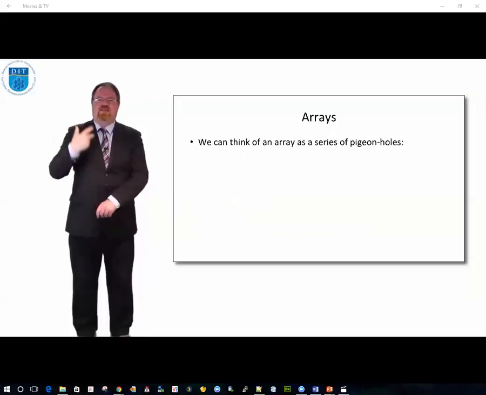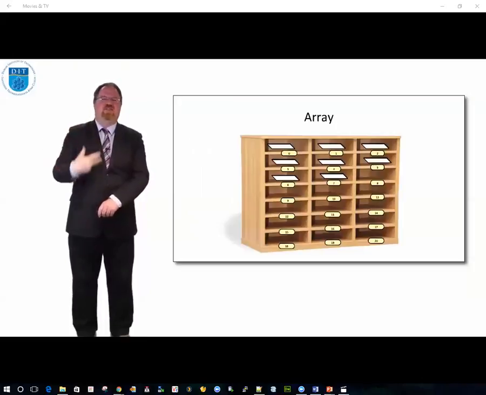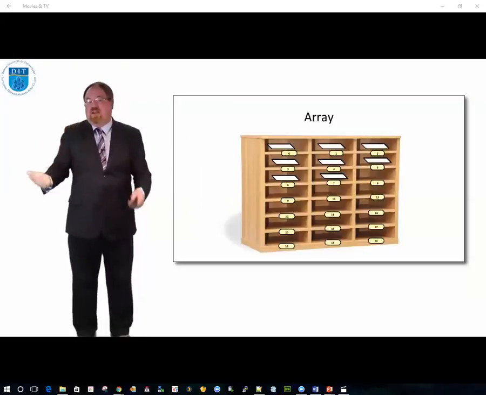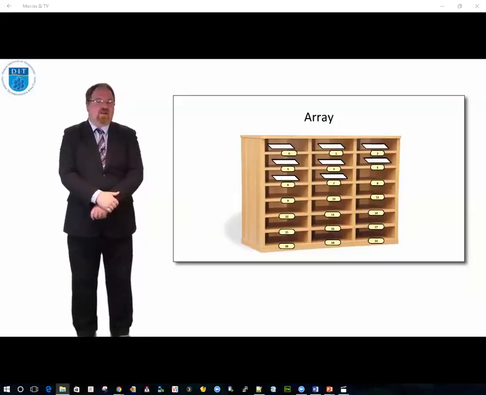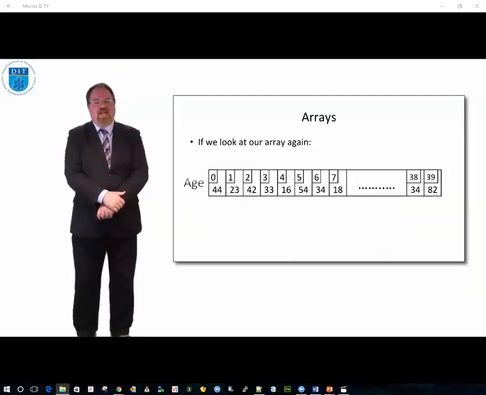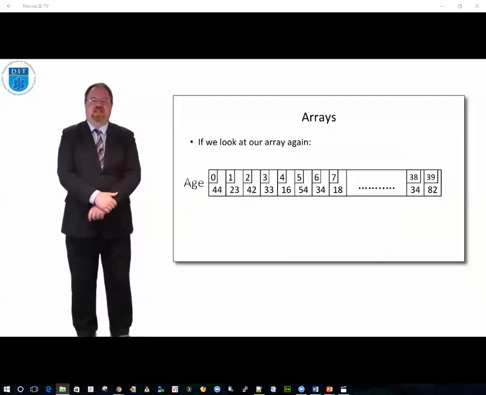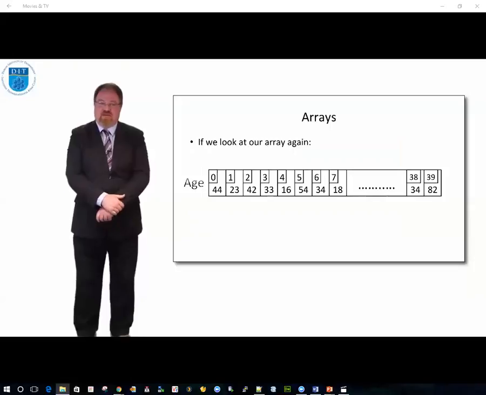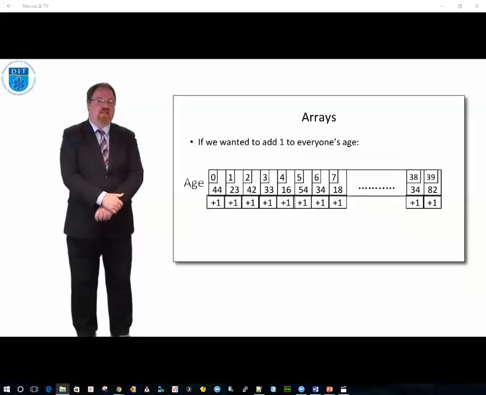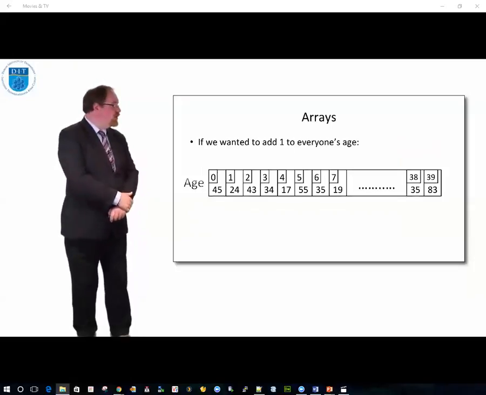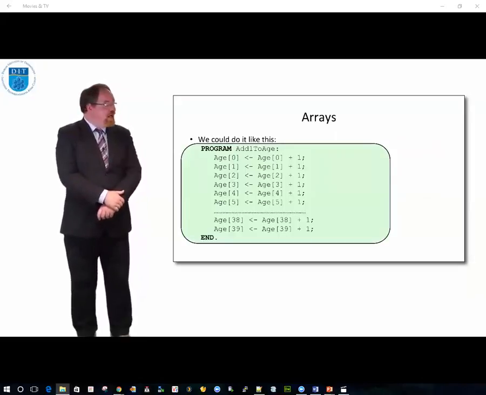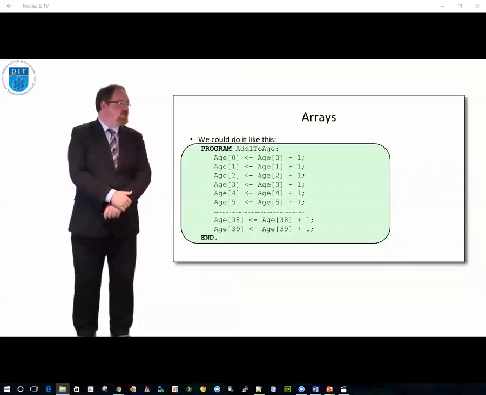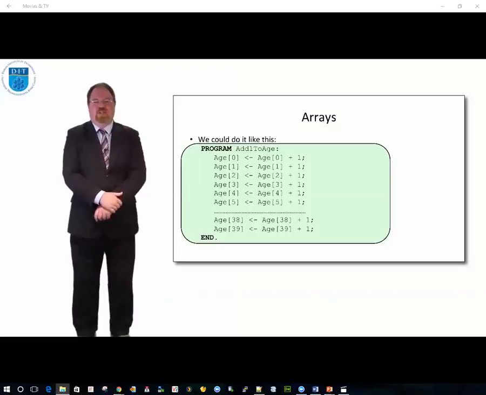I like to think of the elements of the array as being like slots in a pigeonhole, files in a filing cabinet, or locations in memory, even more boring. If we look at our array again, and let's say we wanted to add 1 to each value in the array, we'd get those values. How we could do it, coding-wise, is to say age 0 gets the value age 0 plus 1, age 1 gets the value age 1 plus 1, age 2 gets age 2 plus 1, age 3 gets age 3 plus 1.